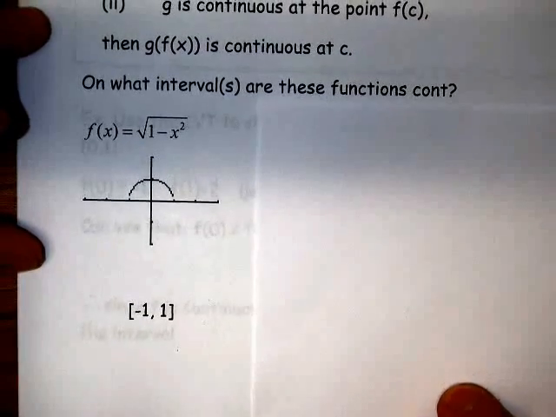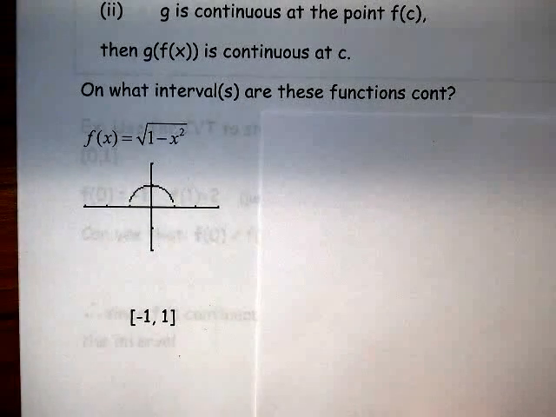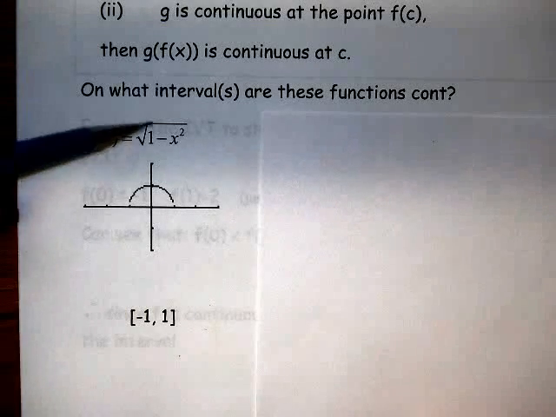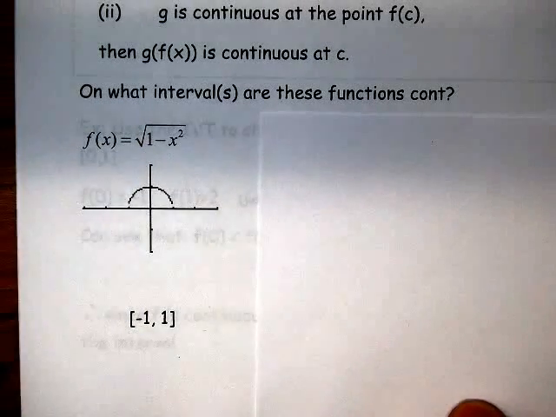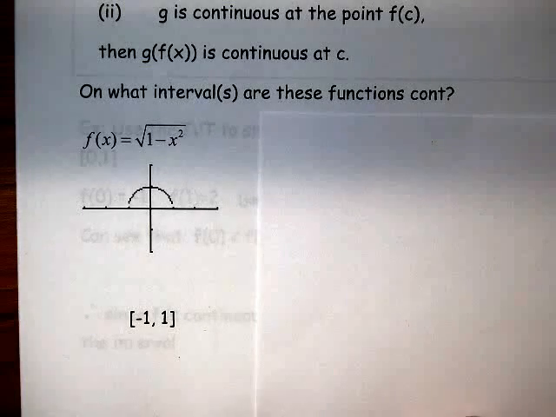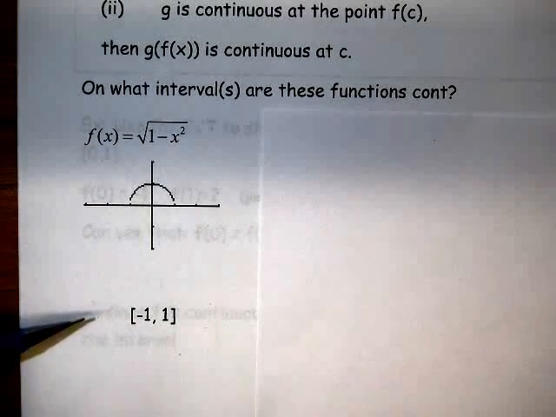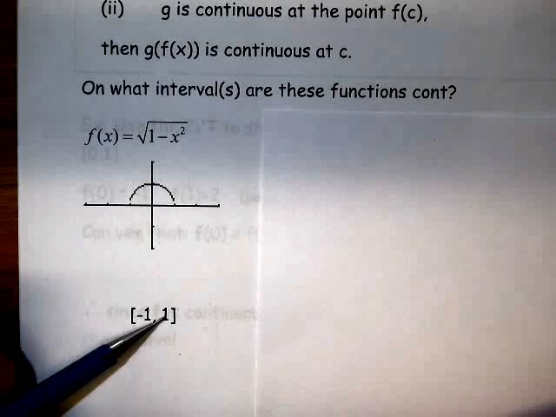Okay, continuing on, we're going to talk about on what intervals these functions are continuous. So we start off with the square root of 1 minus x squared. We can see its graph here. And it is continuous on the closed interval from -1 to 1.